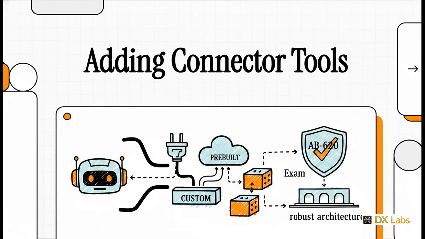An AI agent trapped in a silo isn't actually all that useful. I mean, it really needs to talk to the outside world to actually get things done. So if you're gearing up to pass the AB 620 exam and build truly robust agents in Copilot Studio, you absolutely have to understand how to build those bridges. We're going to master exactly how to add pre-built and custom connector tools to an agent, taking you from basic logic all the way up to exam-level architecture.